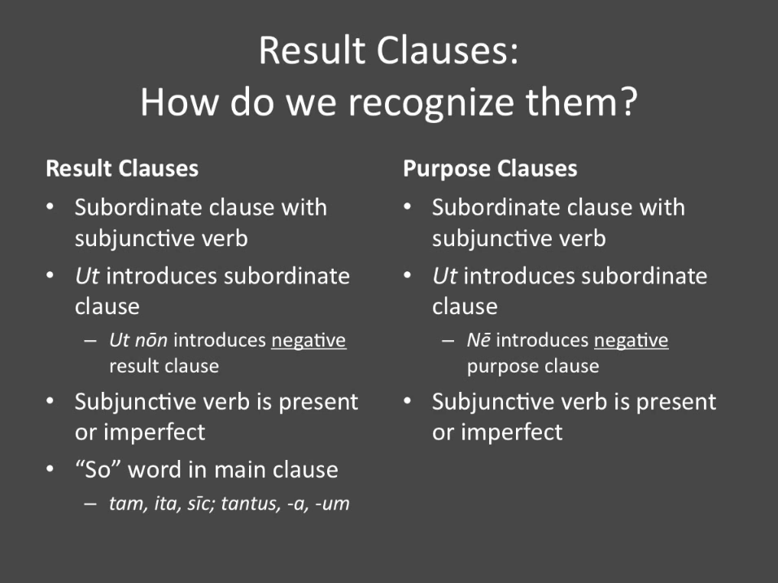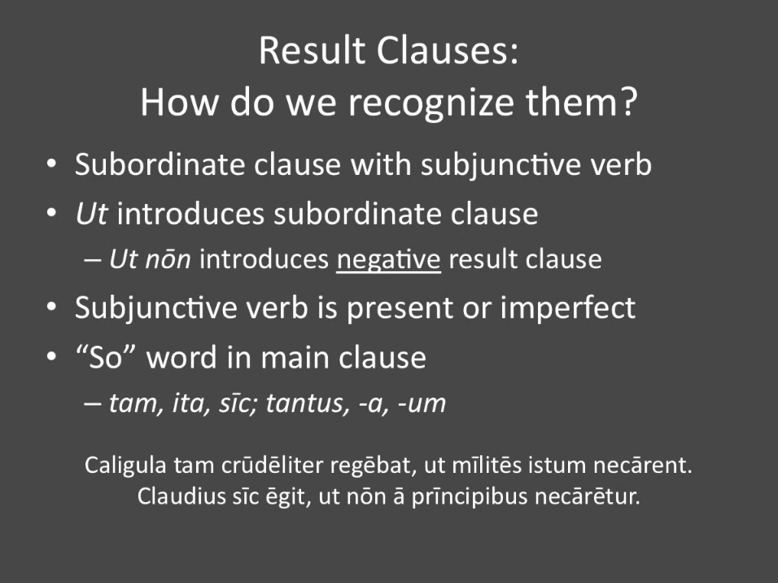Result clauses also differ from purpose clauses in another important way. The main clause contains an adverb or adjective that signals the result clause. These are tam, ita, sic, or tantus. I like to call these so words because they can be translated as so, in such a way, in this way, or so big, so great. Let's look at a few examples.